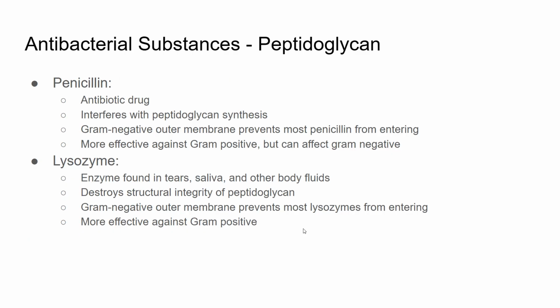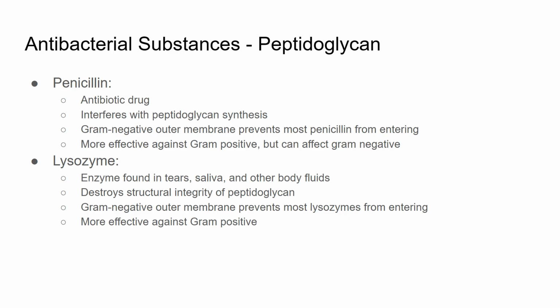So now let's look at some antibacterial substances because I've been alluding to it. So these substances that we're going to talk about right now are mostly targeting the peptidoglycan, that special cell wall in bacteria. So let's look at our antibiotic drugs, penicillin. So penicillin will actually interfere with peptidoglycan synthesis. So it'll prevent peptidoglycan from being produced.